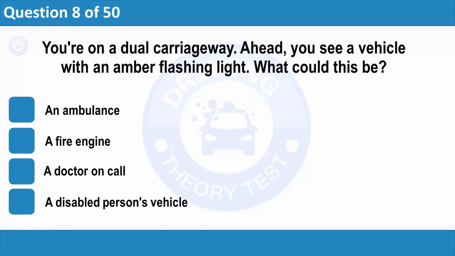You're on a dual carriageway. Ahead, you see a vehicle with an amber flashing light. What could this be? An ambulance, a fire engine, a doctor on call, a disabled person's vehicle.